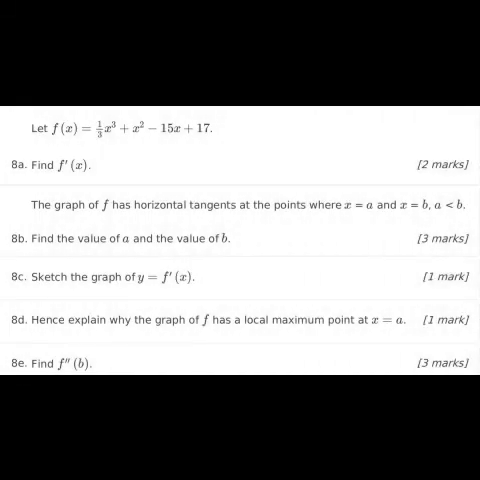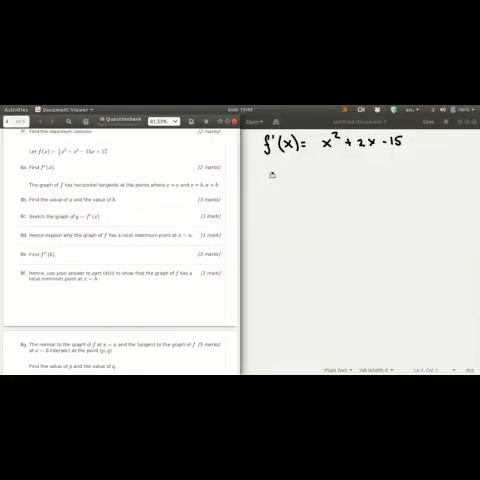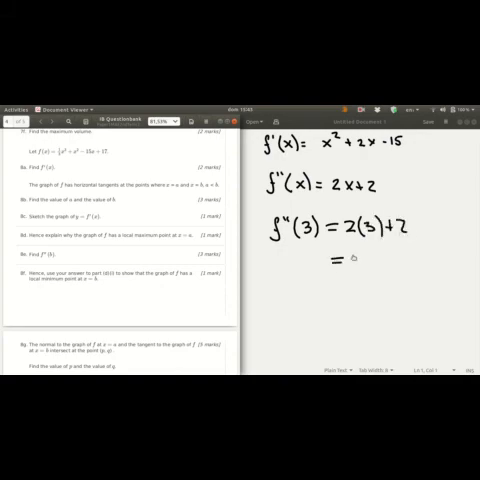Find f double prime of b. This is again another instance of the power rule. Bring down the exponent and then subtract it by 1. Remember that b is 3, so you have to evaluate the second derivative at 3.